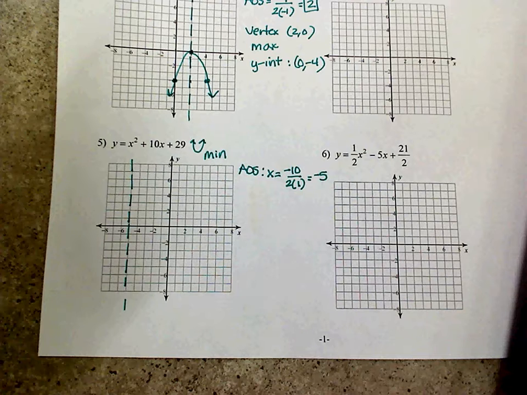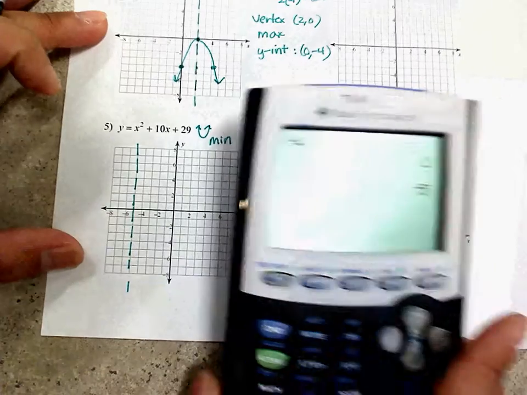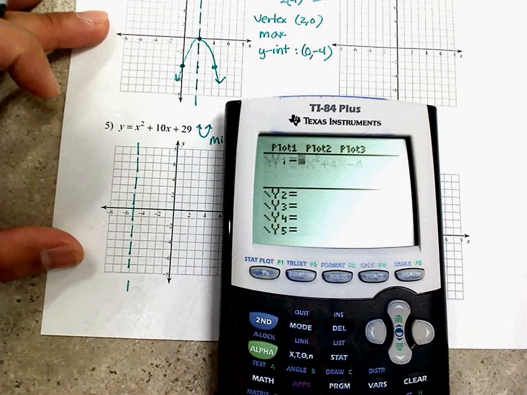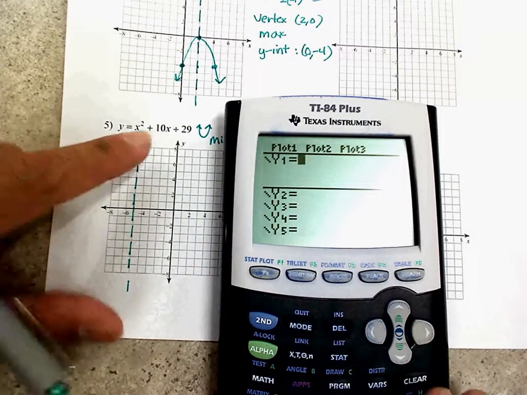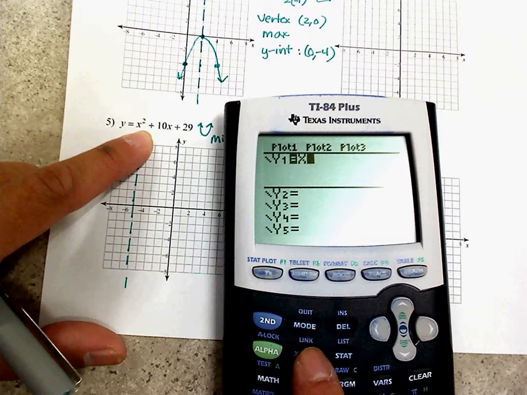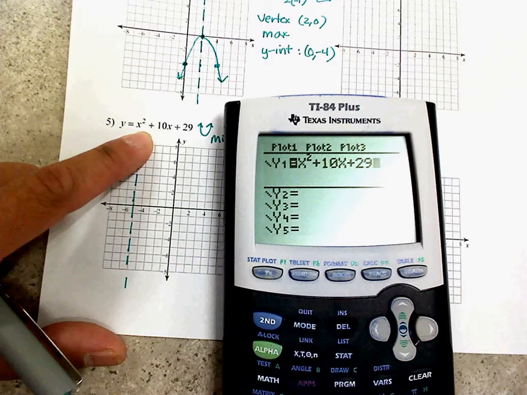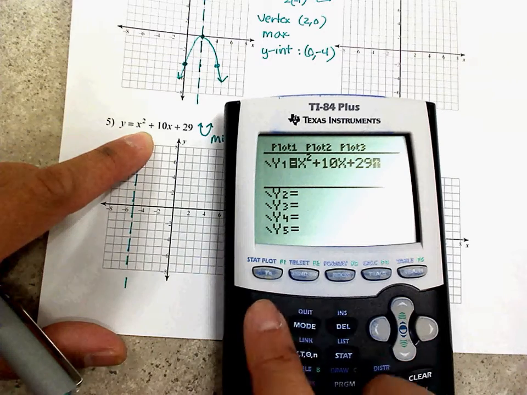Jacob, what do I do after this? Where do you want to go to get all the points that you need? What's the easiest way? Very good. Let's go to the y equals and go to our second table. Type in your equation, okay? This is the x you use. X squared plus 10x plus 29, okay? Second table.